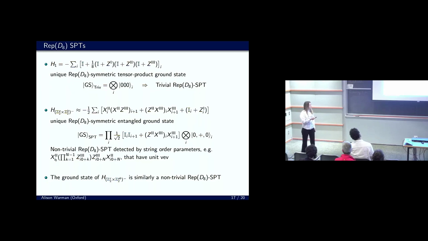In this lattice model, we can get them by taking these terms in the Hamiltonian and expanding these Z strings. So there are various string order parameters, and they have unit expectation value in these non-trivial SPT phases, but they annihilate the trivial one. I mean, they have 0 expectation value in the trivial one. So this is another way to distinguish the trivial SPT from the other 2 non-trivial ones.